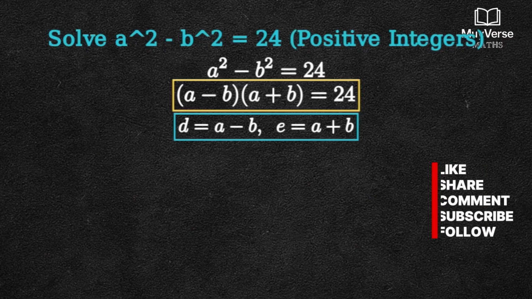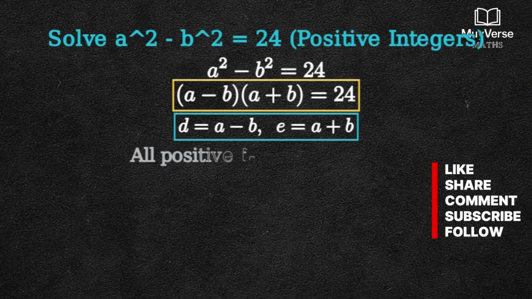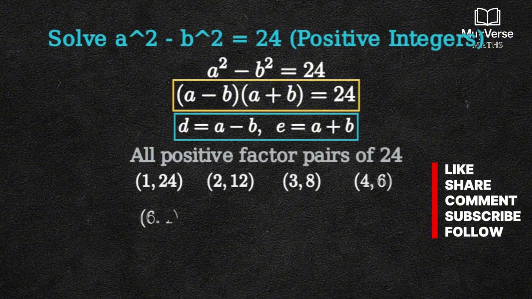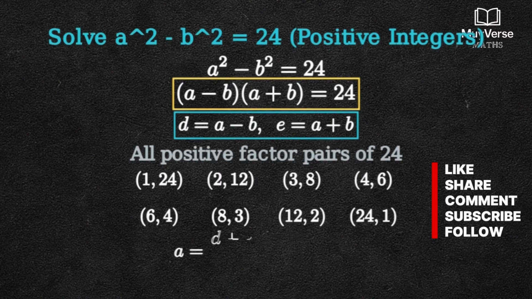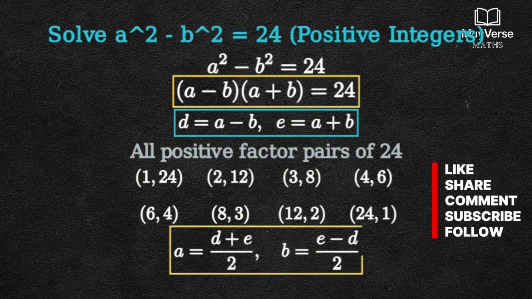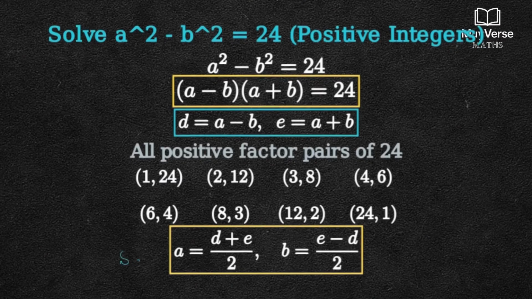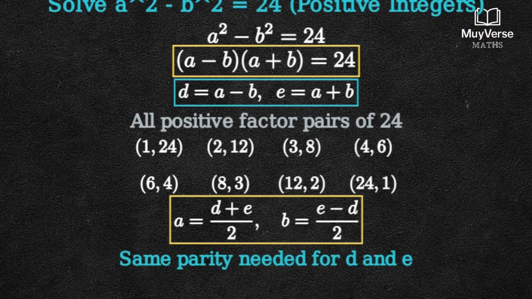Step 2. List all positive factor pairs of 24 for d times e. We show them all in a grid. Step 3. Enforce the parity condition. Since a equals (d plus e) over 2, and b equals (e minus d) over 2, d and e must have the same parity so that d plus e and e minus d are even.